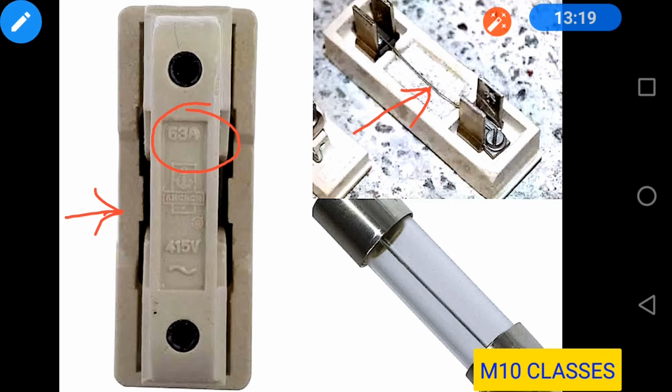Whenever current flows through this, let's say it has a current rating of 5 ampere, and suddenly a high current of 8 ampere flows through this, what will happen? This wire will melt, and as it is placed in series, it will break the circuit, and that current will not affect the other appliances.